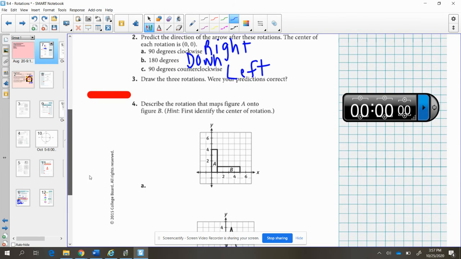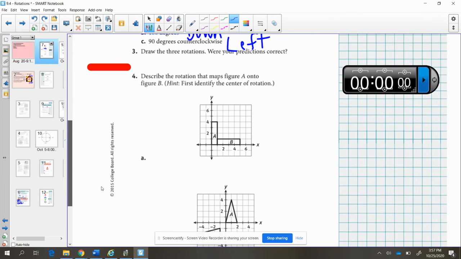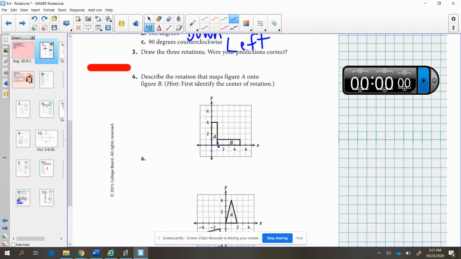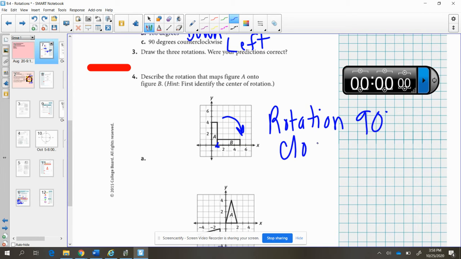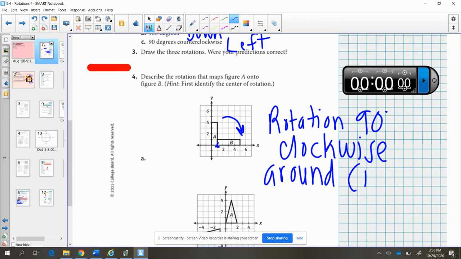Now again, the center of rotation isn't always 0, 0. For instance, here we have a center of rotation here. And what we're asking to do here is describe what kind of rotation would map figure A onto figure B. Well, this figure had to kind of almost like fall to the right, if you will. So it would be considered a rotation 90 degrees clockwise because it went to the right. And then around the point 1, 0 in this case.